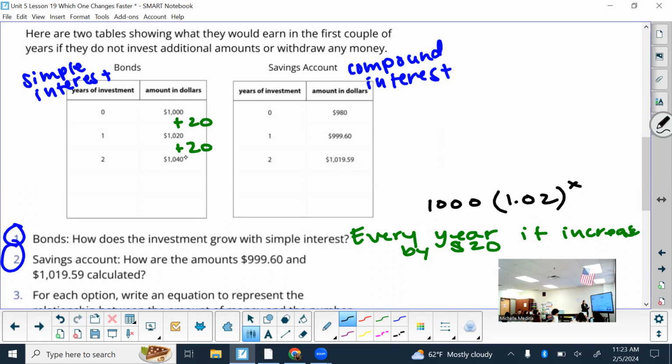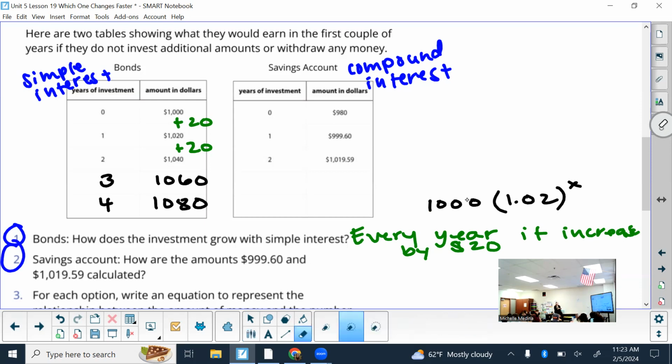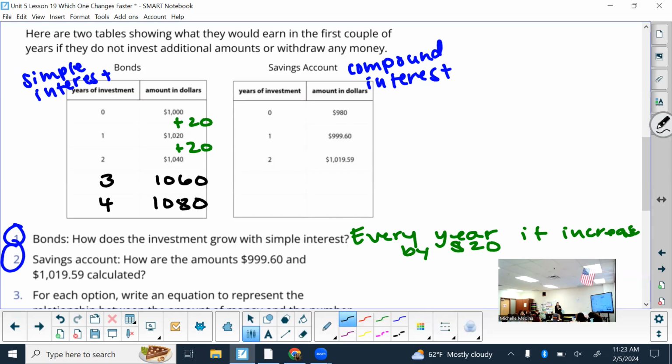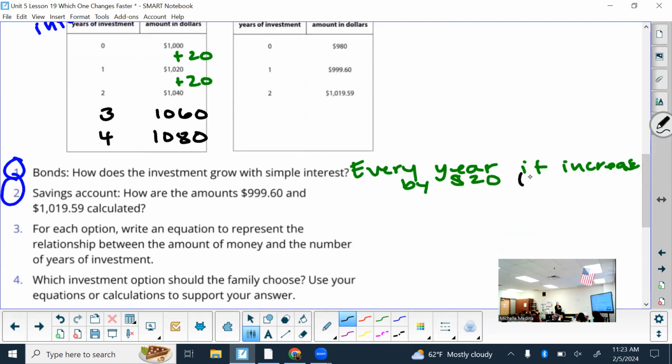Since this is clearly adding 20 each time, how much would it have in 3 years? 1,060, and then in 4 years? So that pattern in the y's tells me it's not exponential. I shouldn't have an exponential equation. What type of equation should I have for that one? Linear. So you could also put in parentheses how it's growing: linearly, or in a linear fashion, adding the same amount each time. We'll make the equation in number 3.